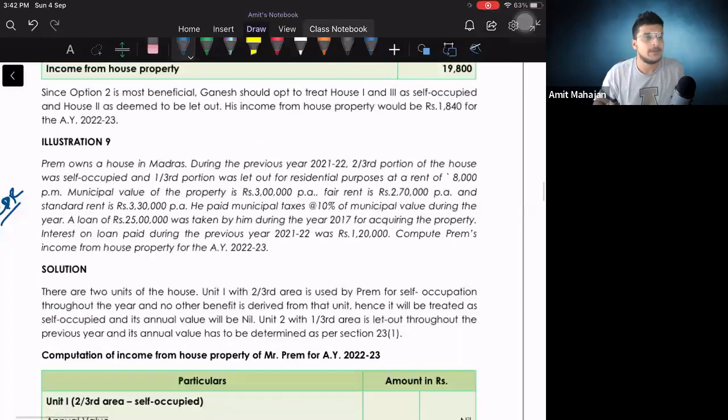Okay, illustration 9. Prem owns a house in Madras. During previous year 21-22, 2/3 portion of the house was self-occupied and 1/3 portion was let out for residential purposes at a rent of 8,000 per month. Now, can you guess the situation from our notes? Situation number?